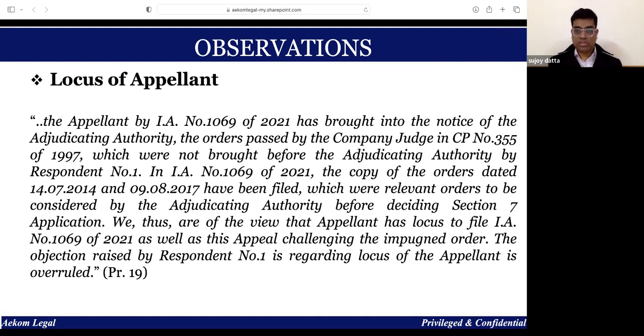We are thus of the view that the appellant has locus to file the IA as well as this appeal challenging the impugned order. The objection raised by the respondent number 1 regarding the locus of the appellant is overruled.